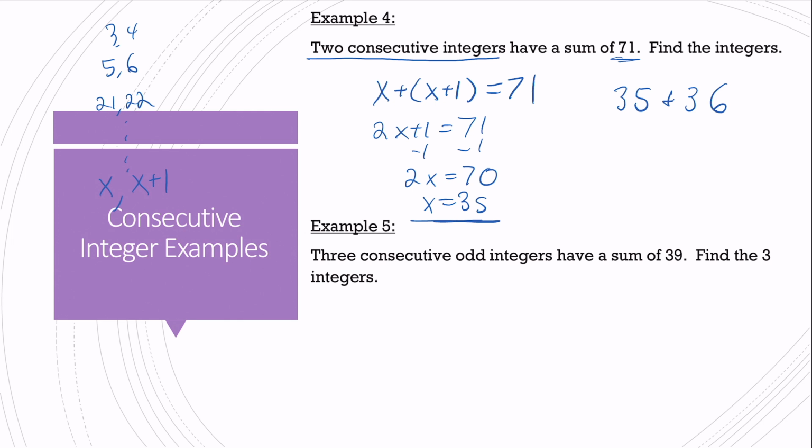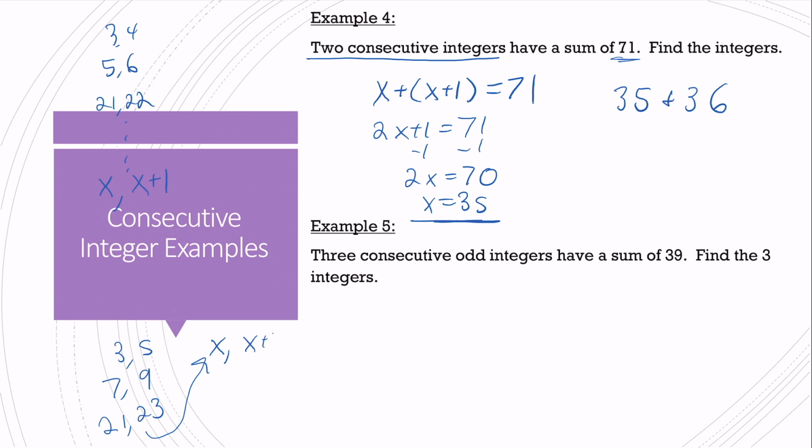In example 5, I have 3 consecutive odd integers have a sum of 39. Find the 3 integers. Well, what do I know about consecutive odd integers? I could have 3 and 5. I could have 7 and 9. I could have 21 and 23. Well, I notice that each of them differ by 2. So I'd have x and x plus 2.